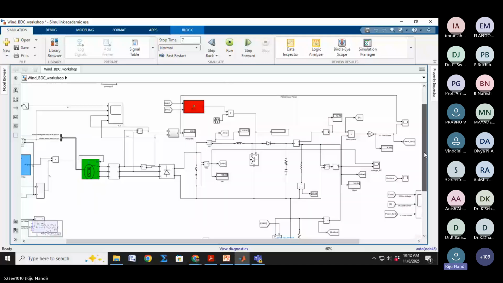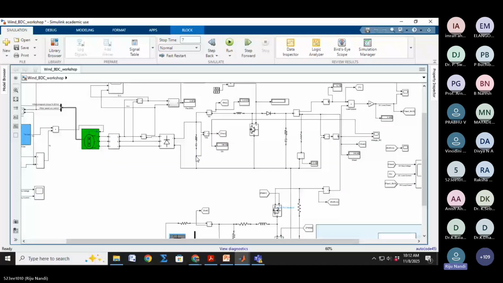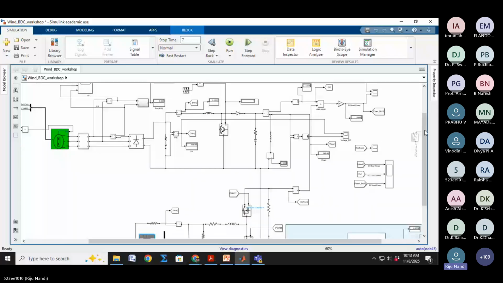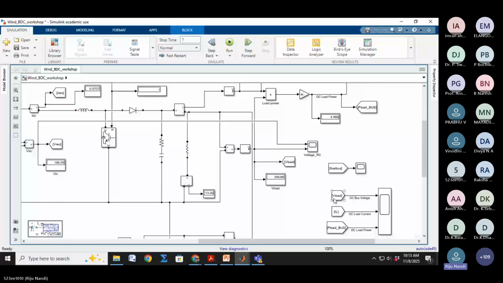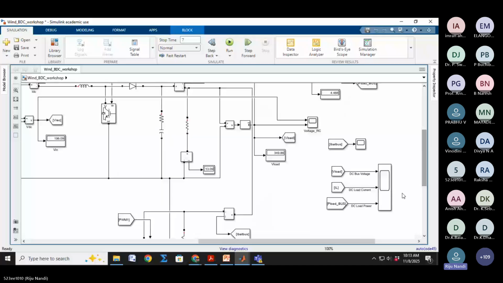So there is a boost converter. There's an input capacitor also there to stabilize the voltage. Then there is a boost converter. So this is the PV volt, and this is the P volt. The B volt means this is the DC bus voltage. This is the DC current output, the DC bus current. This is the P load bus. What is the power of the DC bus?